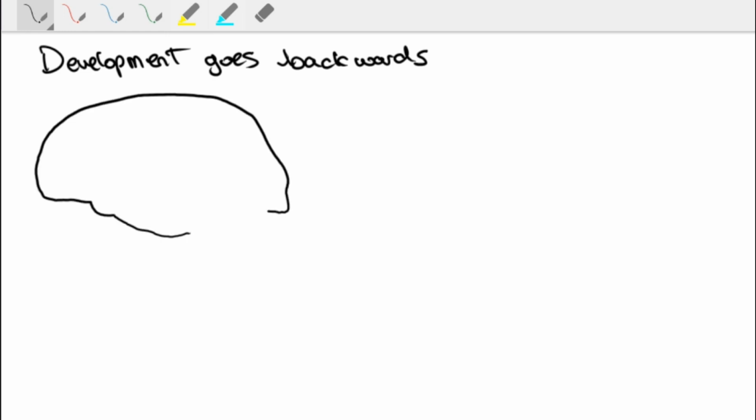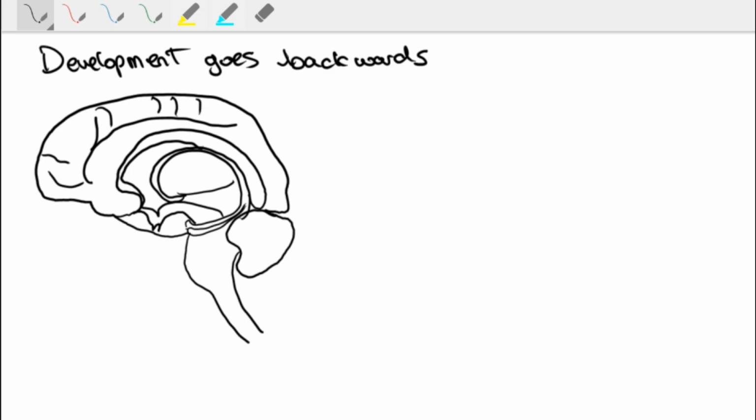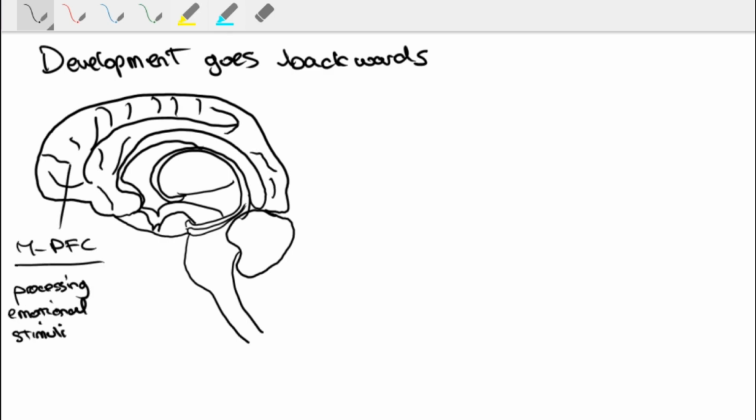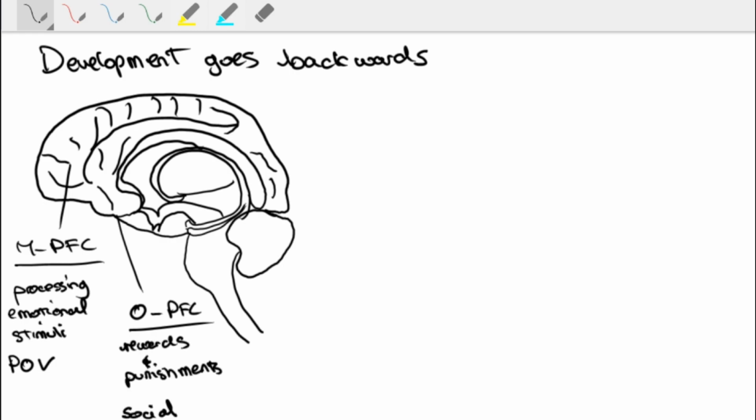This may have something to do with the medial prefrontal cortex, which is involved in processing emotional stimuli and looking into other people's perspective, and the orbital prefrontal cortex, in how we predict rewards and punishments for certain actions and social adaptation. When you find an older teenager or young adult, and can't get many words out of them, it may be the case that they just find it difficult to communicate, rather than refusing to do so.